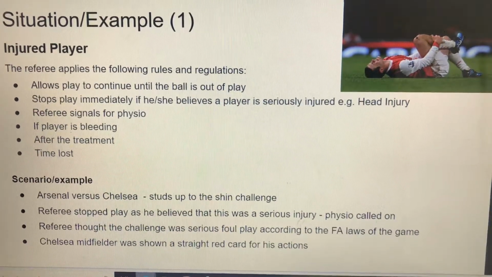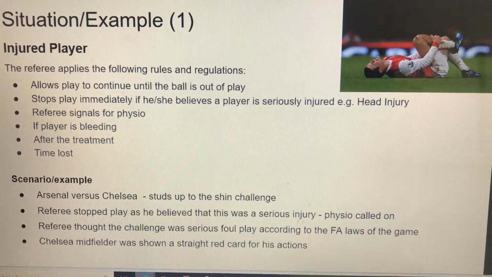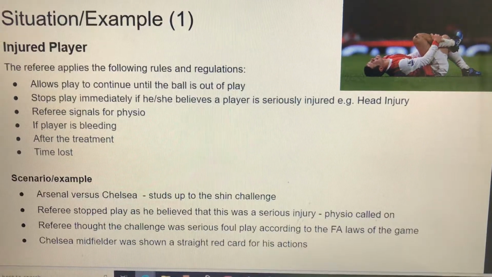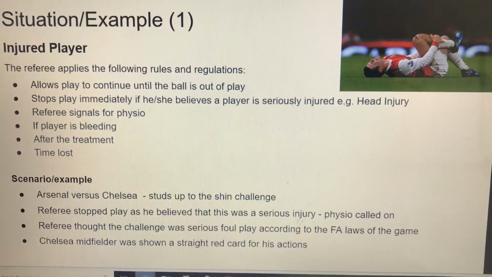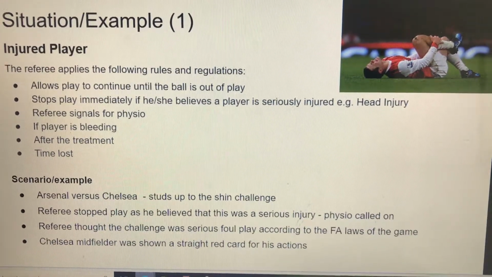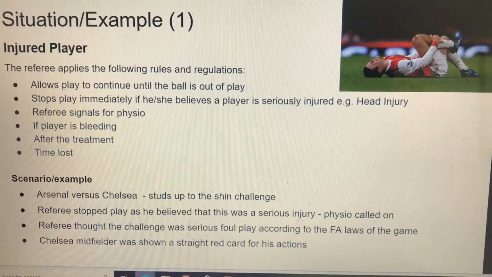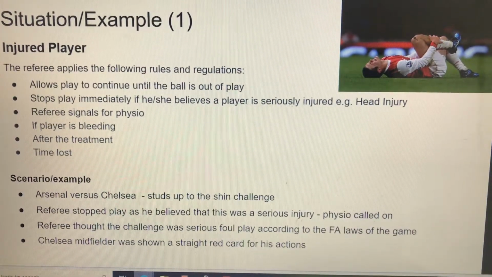If the player is bleeding, then the referee makes sure that the player leaves the field of play. After the treatment, the player is either removed from the field and replaced by a substitute, or he can return to the field when the referee signals for him to do so. The time lost by the injured player is made up at the end of the half by adding the time on.